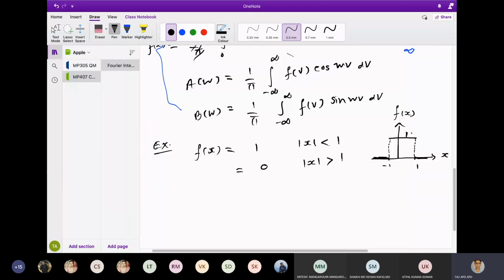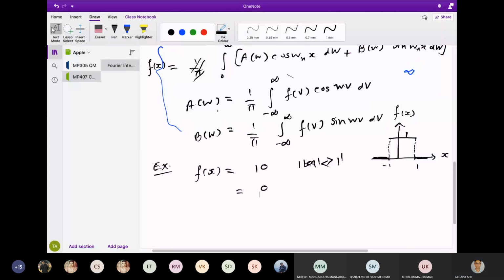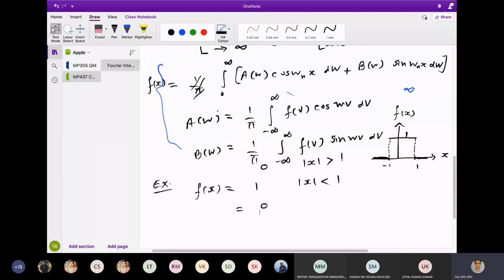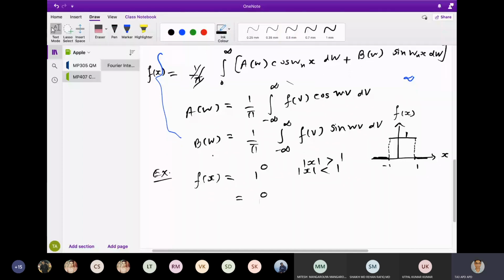Now for this particular function, we want to see what will be the Fourier integral. So for that, if we look at these equations, ultimately we want to determine this Fourier integral. In order to calculate the integral, we need these two coefficients, A(w) and B(w), I mean A as a function of w and B as a function of w.